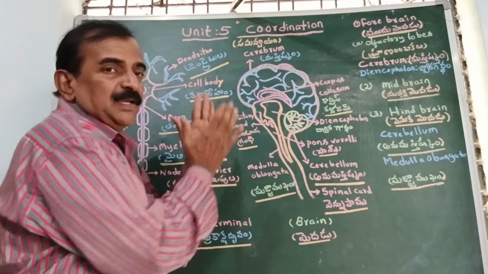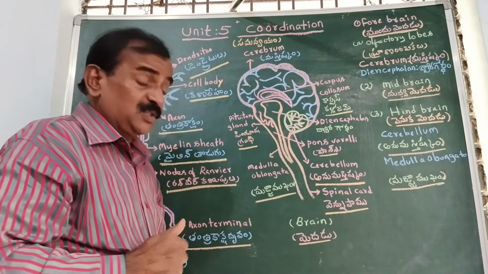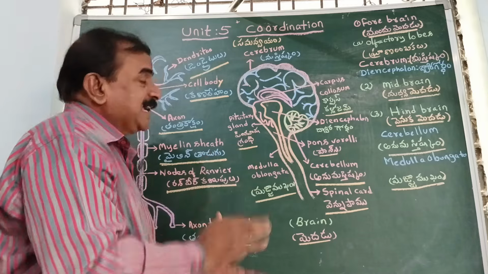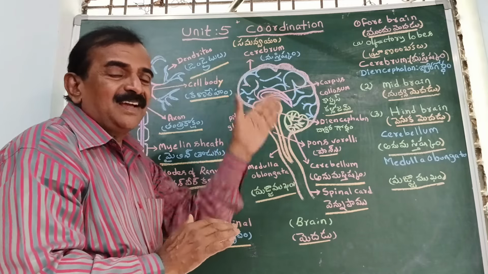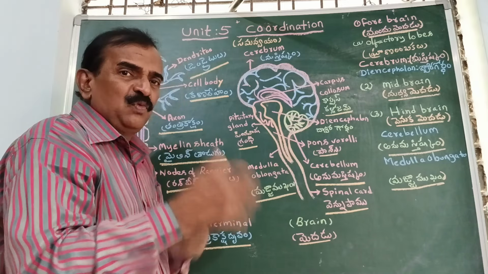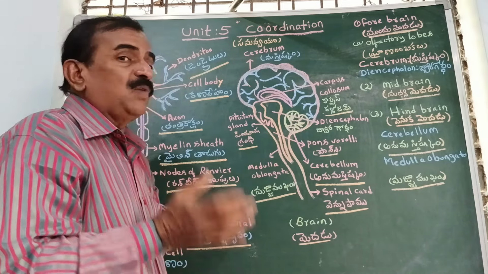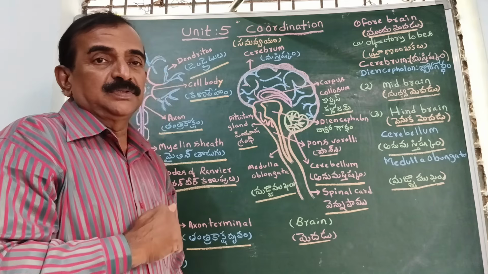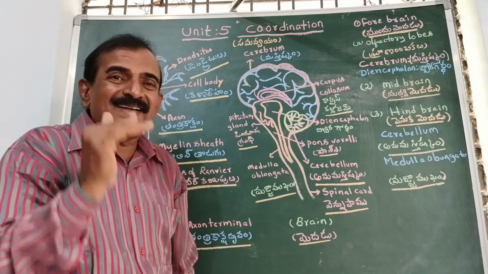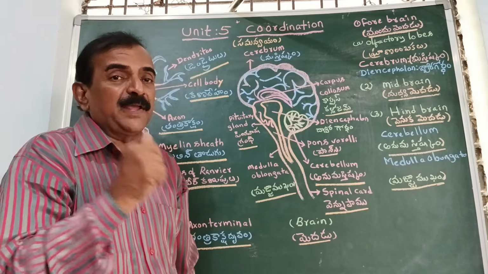We divided the brain into how many divisions? Three divisions. What are they? Forebrain, midbrain and hindbrain. Again, forebrain is the largest part of the brain, and it consists of olfactory lobes. So now we are discussing the functions of different parts of the brain.